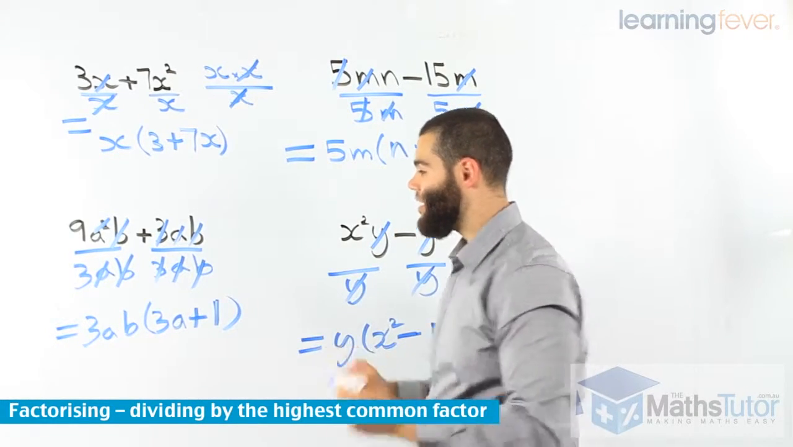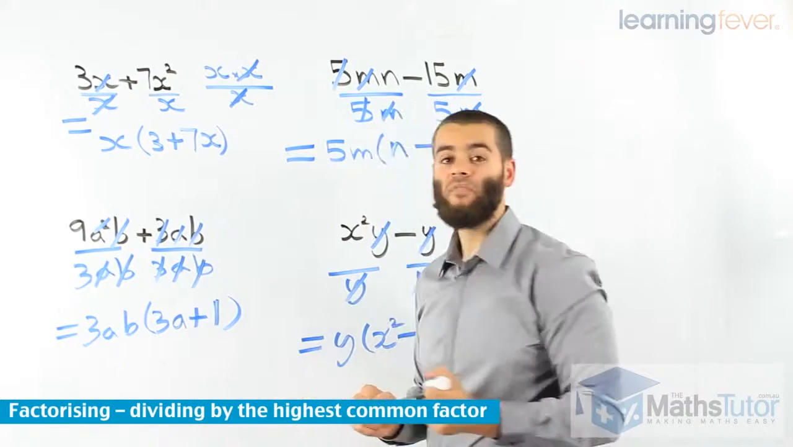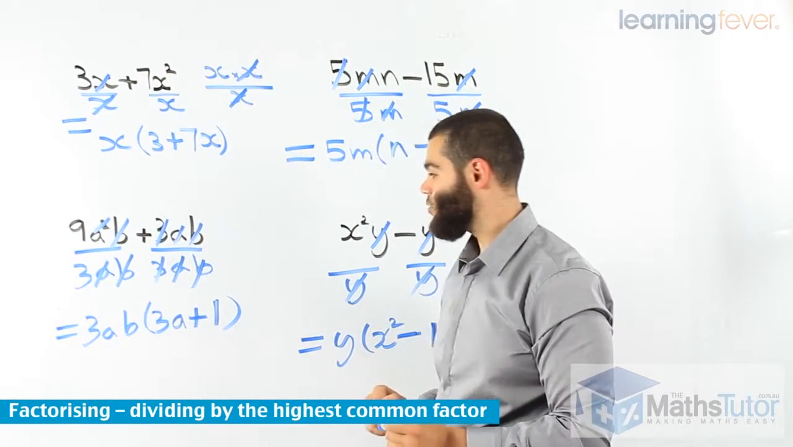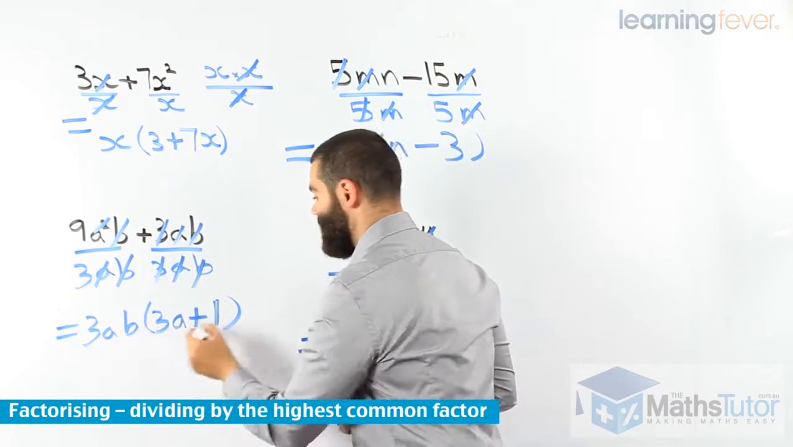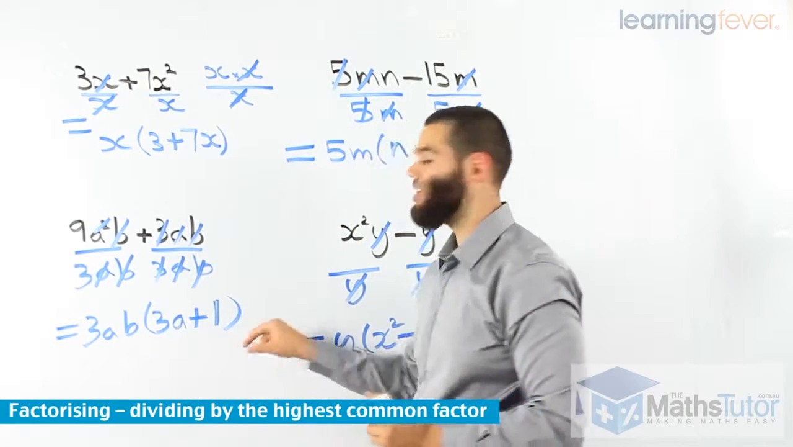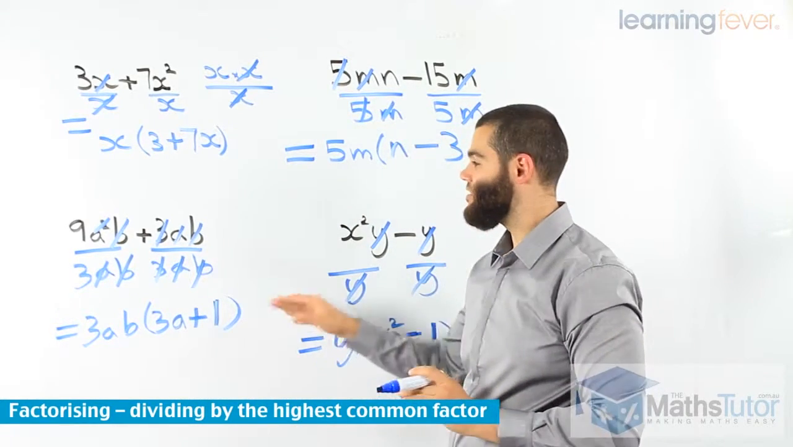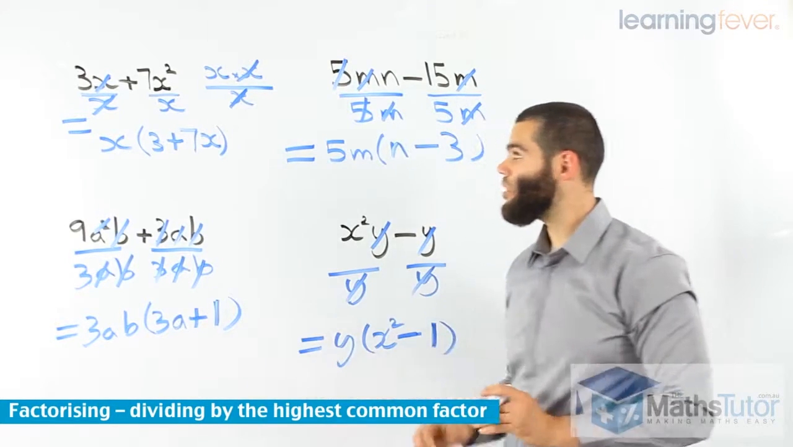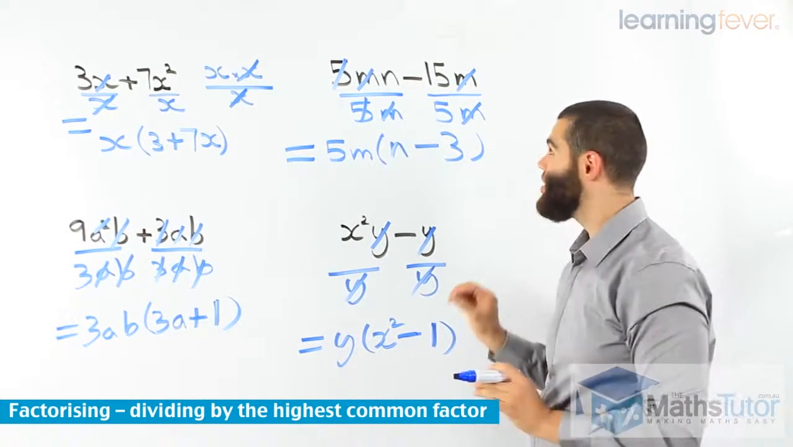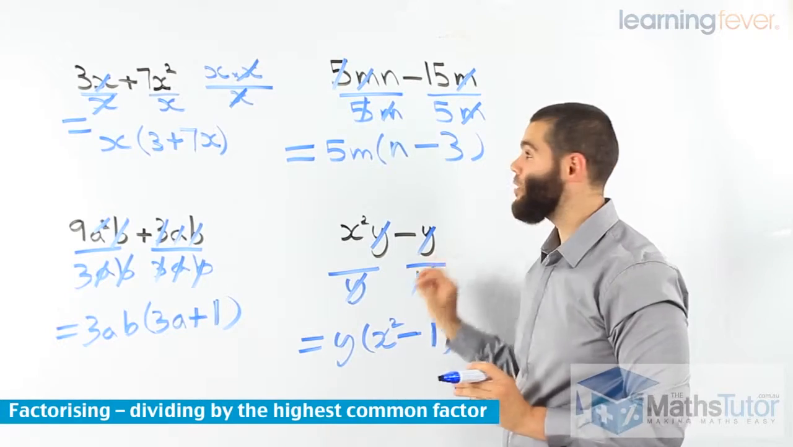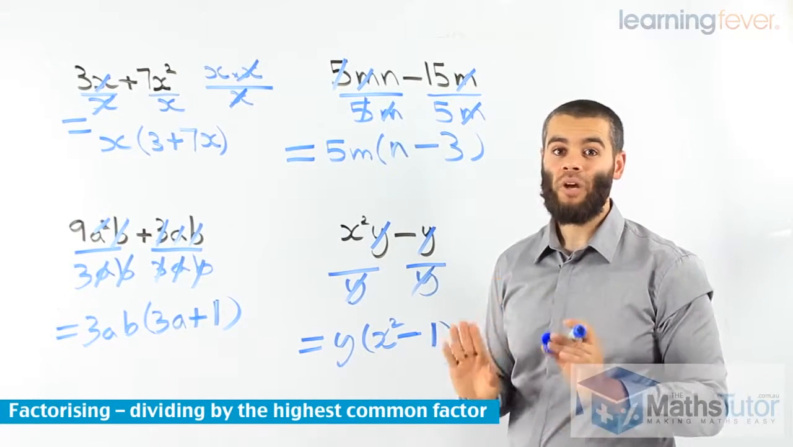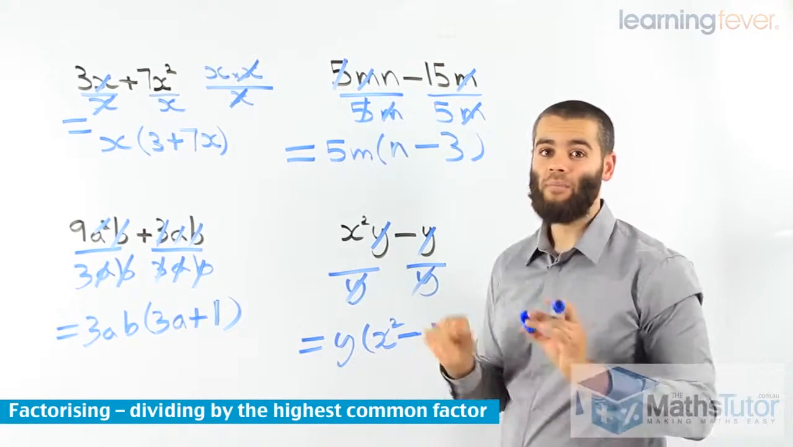Is this our answer? Let's see. 3ab times 3a, 9a squared b. 3ab times 1 is 3ab. Yes, we factorized correctly. This is an easy way of checking. Very important. You need to know your times tables. You need to look at the examples and the questions carefully. Don't rush, and you'll get them all right without making any mistakes.